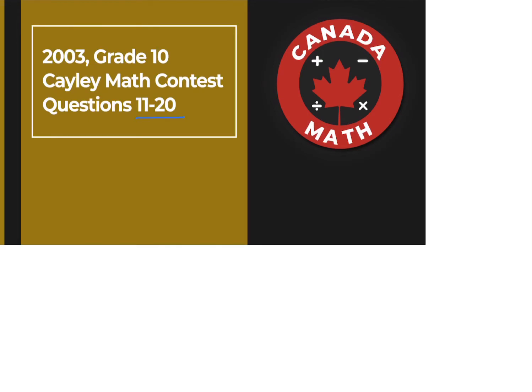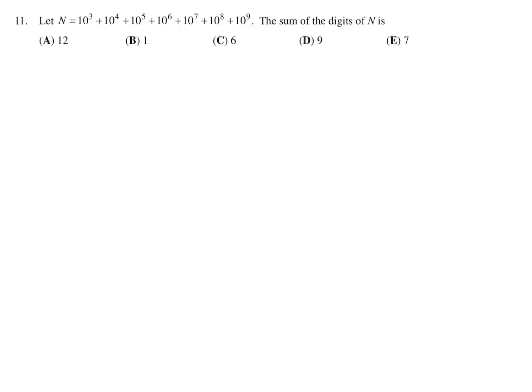Questions 11 through 20 on the 2003 grade 10 Cayley math contest. Let n be 10 to the power 3 all the way down to 10 to the power 9. The sum of the digits of n is. So what I'm going to do is write each of these, but I'm going to write them in a way so that they're sort of lined up.